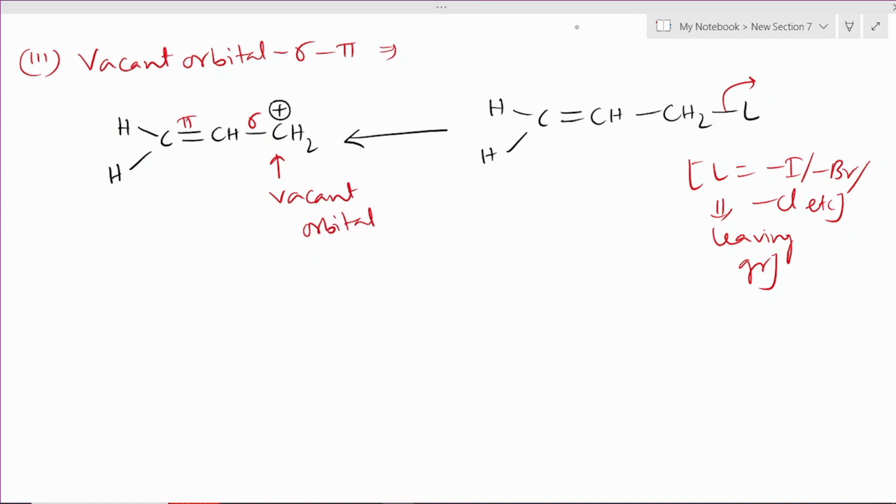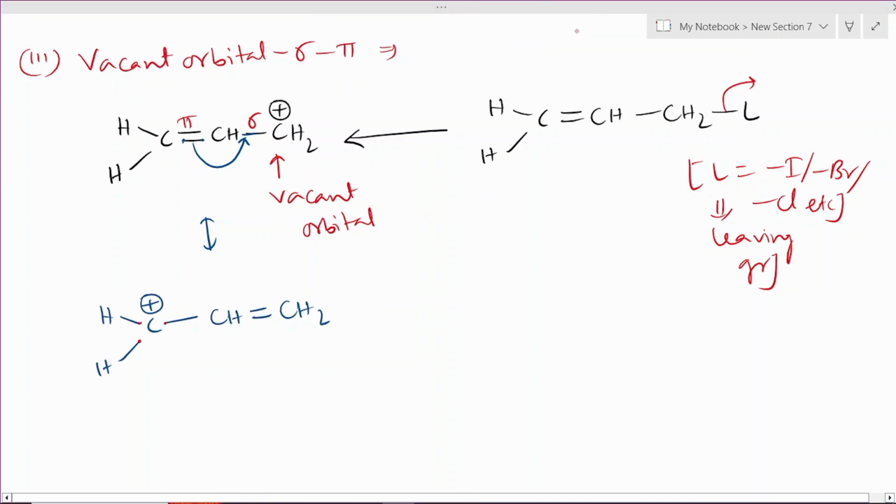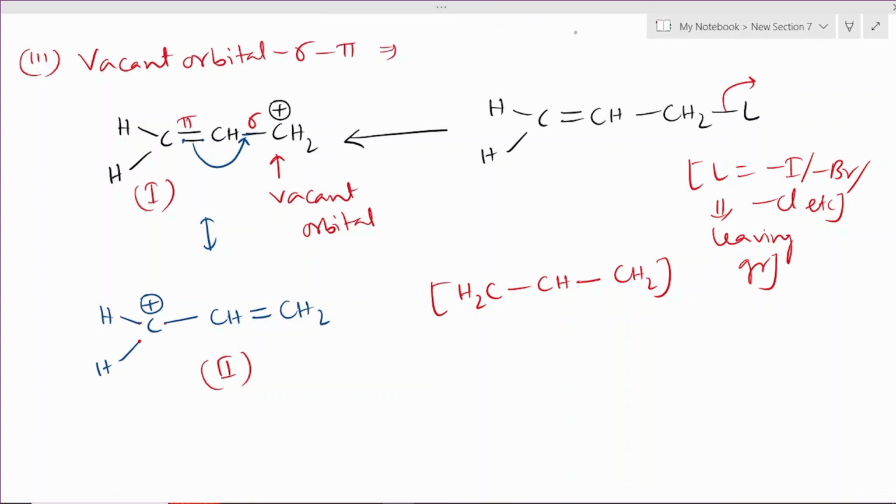Now how can resonance take place in this system? Simply this pi electron moves over here and we get the resonating structure. Here you can see that this carbon contains 3 valence electrons, that's why it contains a positive charge. This is one canonical structure and that is two canonical structure, and the resonance hybrid will be like that. So you can see that 1 and 2 both are identical and have the same stability, and both contribute towards the resonance hybrid.